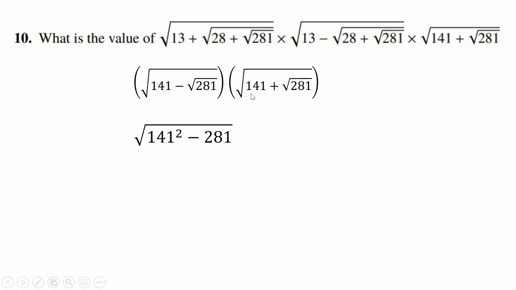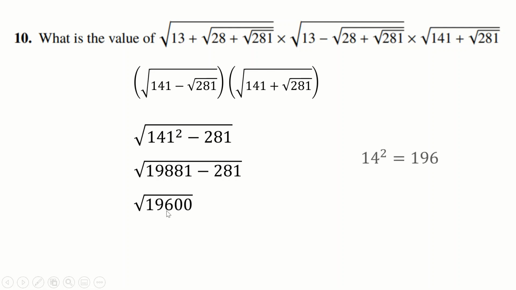This times this is 141 squared. This times this will cancel with this times this, and then this times this is just minus 281 because the roots cancel. There are probably intelligent ways to do this. I just squared 141 to get this, and then took away, and then breathed a very deep sigh of relief because I know 14 squared is 196, which means this must just be 140.